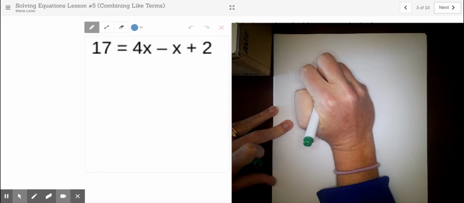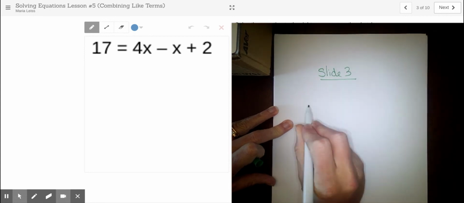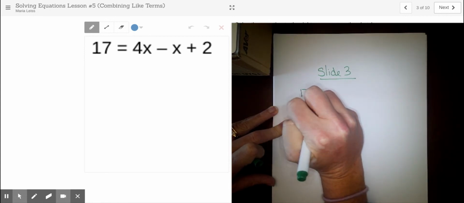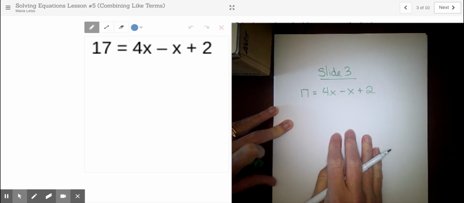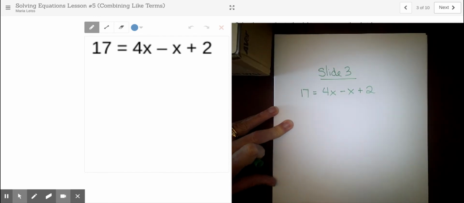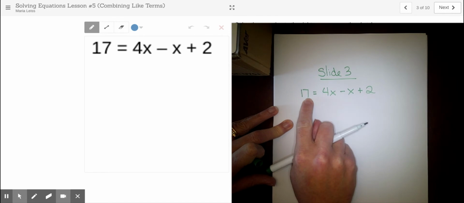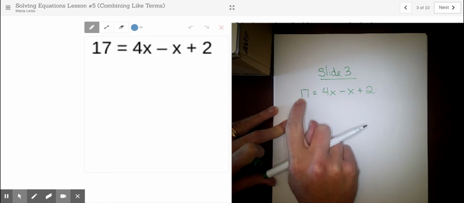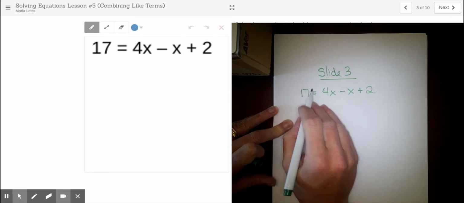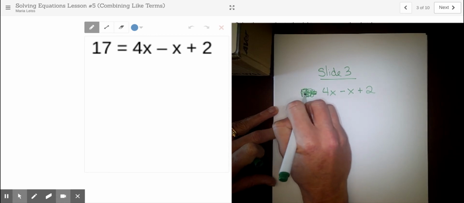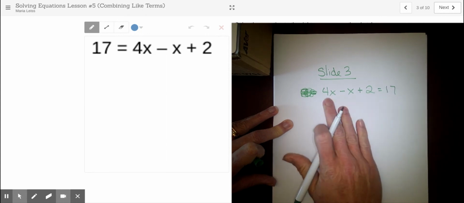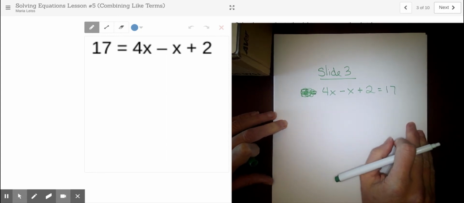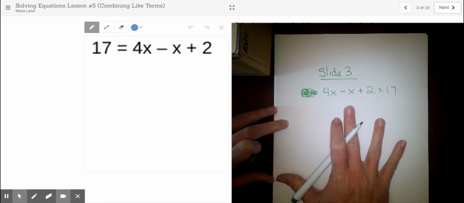Here is slide 3. 17 equals 4x minus x plus 2. I don't know if you're like me at all, but I hated it when they would write the answer first. If you don't like that, you have the power to change that. I can take this equals 17 off, and I have to keep it on the equation, but I can choose where I want it to go. I can move it over here so that it actually looks like an equation I'm used to seeing. If you want to do that, you are more than welcome. You have the power.